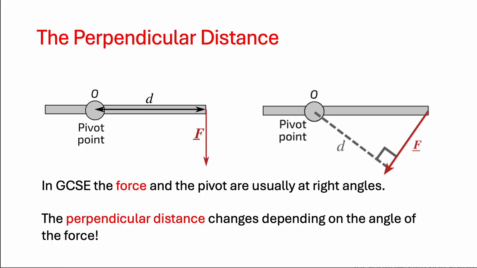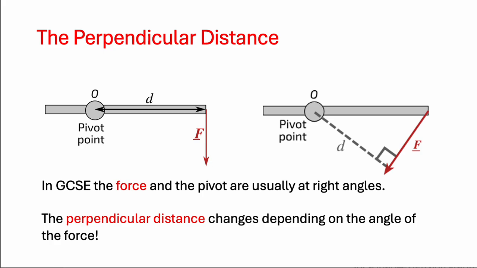We mentioned at the beginning that we call the distance there the perpendicular distance. Now, perpendicular means at right angles. And so you can see on the left-hand diagram that we've got a distance which is horizontal and a force which is vertical. And what that means then is they are at right angles. Now, the tricky bit comes when they're not at right angles.